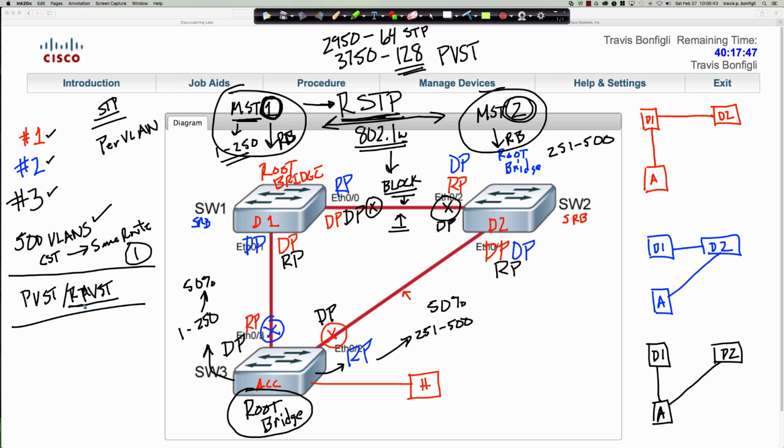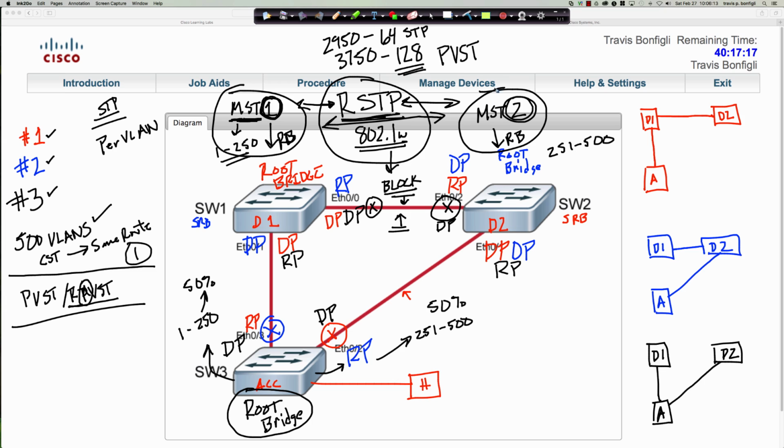Exactly, because rapid per VLAN spanning tree is not needed. I don't need an individual spanning tree instance for every single individual VLAN. So we can use RSTP, behind the scenes, behind the curtain here, for MST. And that is why we're able to stick in an arbitrary number of VLANs.